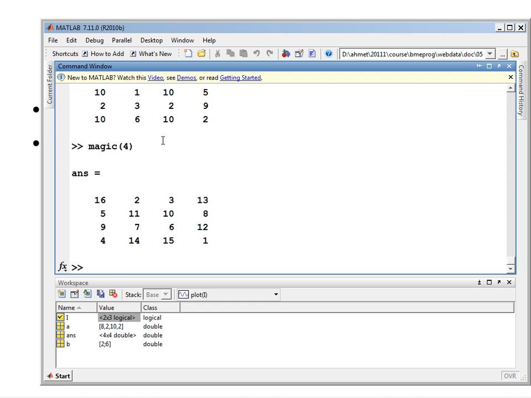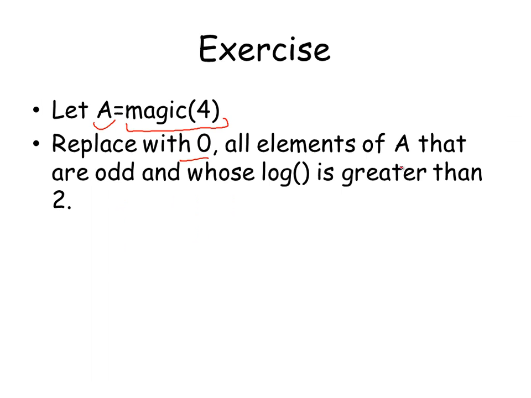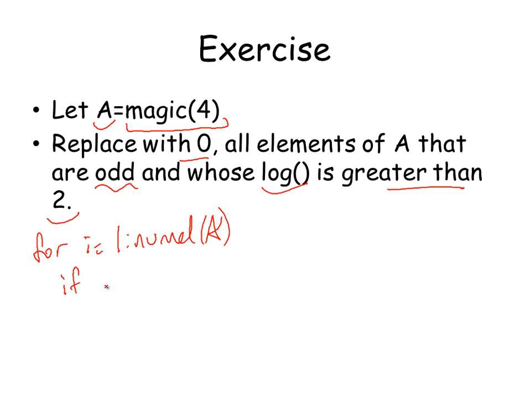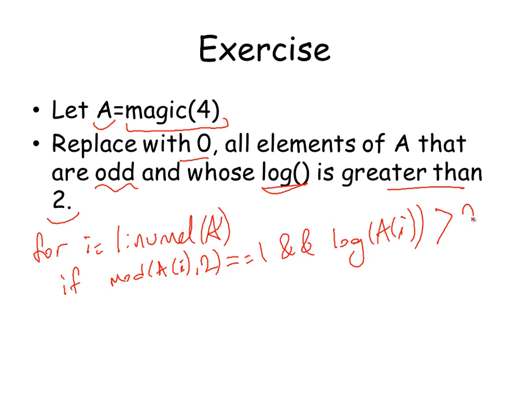Alright, so given this magic matrix, I want to replace with 0 all elements of A that are odd and whose logarithm is greater than 2. So you can do this with a for loop. Using a for loop, I would do for i equals 1 to the number of elements in A. And then I would check if that element is odd, so mod(A(i), 2) equal 1, and the logarithm of this number, log(A(i)), is greater than 2. Then I will replace that element with 0.